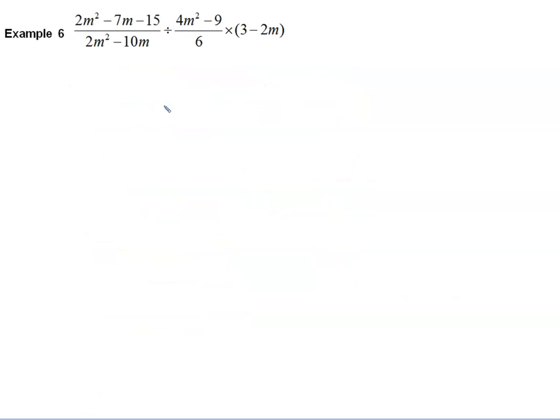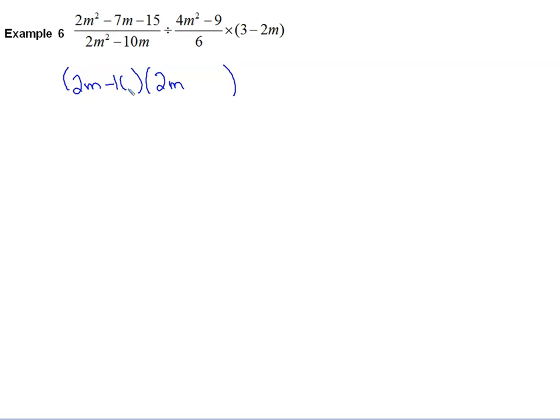Okay, one more example. So we're going to throw division and multiplication in here. It will be super fun. So I'm going to factor and I'm going to flip kind of as we go. So factoring here, I'm looking for what multiplies to -30 and adds to 7. I'm going to have 2m and 2m, and I'm looking at what's going to multiply and give me that -30 and add to give me 7.